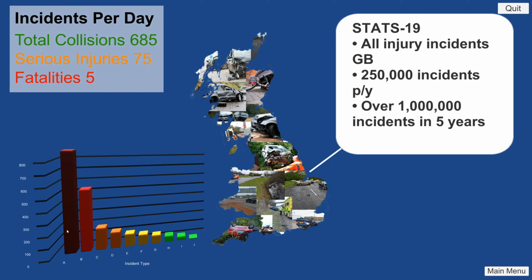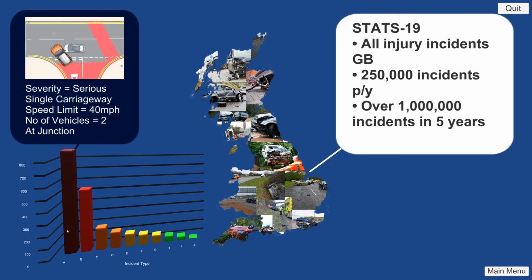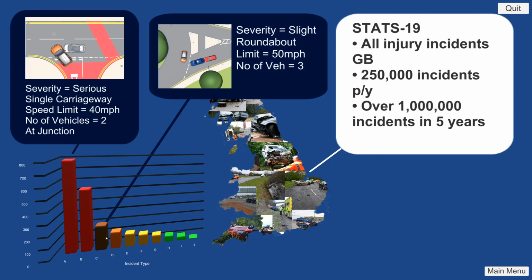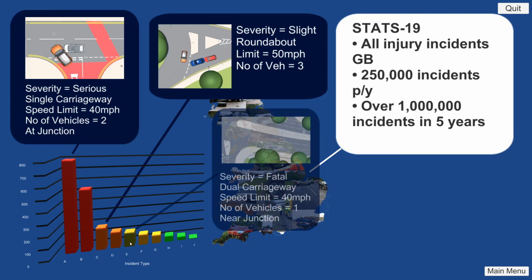And this, for example, could be perhaps a T-junction incident, side impact on a single carriageway, or it could be a rear-end shunt at the entrance of a roundabout, or it could be this specific one. Let's have a look at this one in specific. This is a fatal incident on a dual carriageway with a speed limit of around 40 miles per hour, a single incident, a single vehicle involved, and it was near a junction.